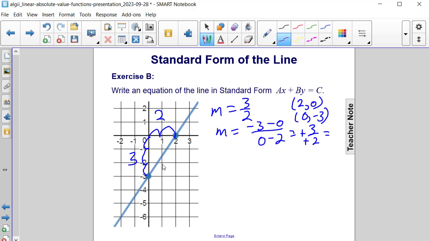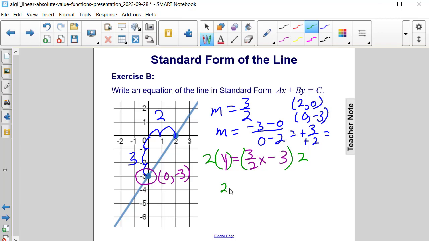We do know the y-intercept right here, negative 3. (0, negative 3) is our y-intercept. So if we write the equation in slope-intercept form, it will be y equals 3/2 x minus 3. Now we can convert this into standard form. In order to do that, let's multiply both sides of our equation by positive 2 to get rid of the fraction that is showing to the right.